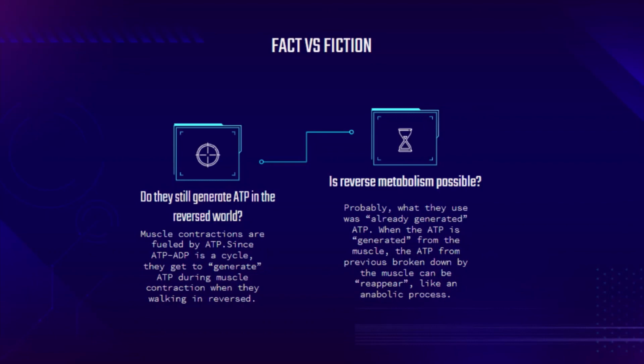What they use when they stay in the reverse world is already generated ATP. When the ATP is so-called generated from the muscle, the ATP from the previous step is then broken down by the muscle and can actually reappear, because it's a closed loop, like an anabolic process.